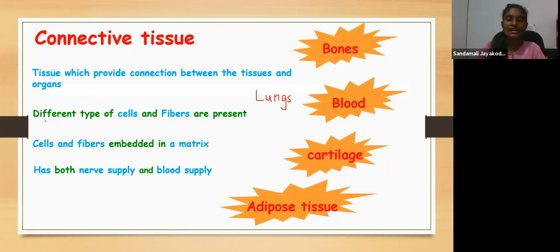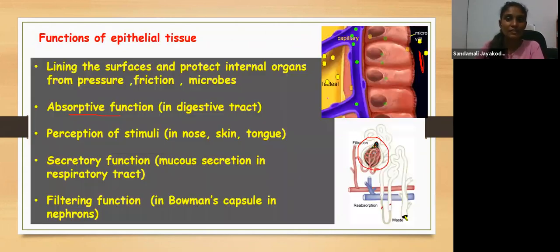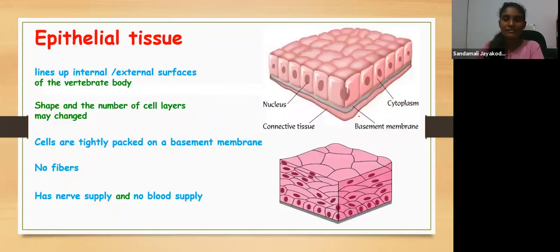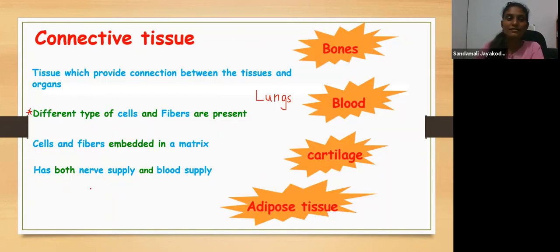And then it has some special features. Different types of cells and fibers can be found in a connective tissue. And these cells and fibers are embedded in a matrix. Normally in epithelial tissue, we saw that the cells are on a basement membrane. They are not embedded anywhere. But in the case of connective tissues, the cells and fibers are embedded in a matrix.